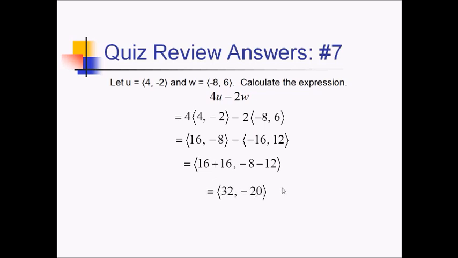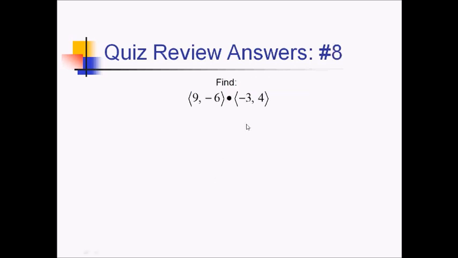For this problem, we are dot multiplying two vectors together. To do this, we multiply the x's together and the y's together, and then we add those two products. So we're going to do 9 times -3 plus -6 times 4. So that's -27 plus -24 for a grand total of -51.